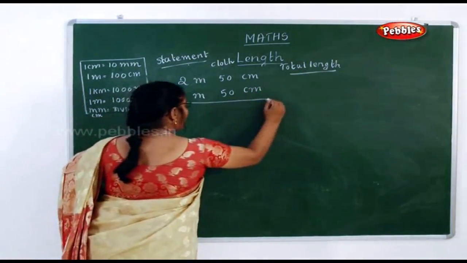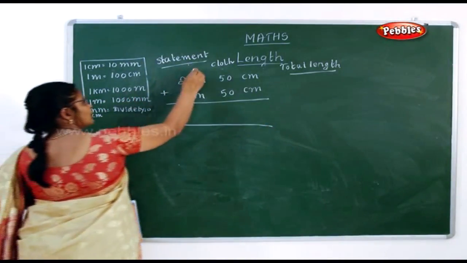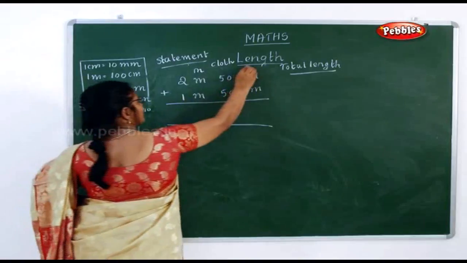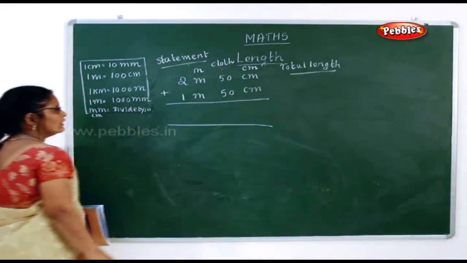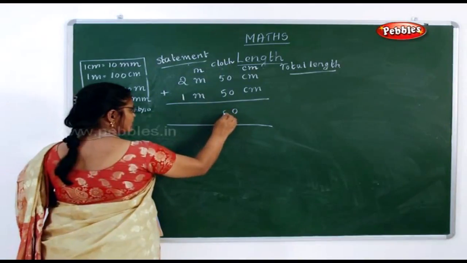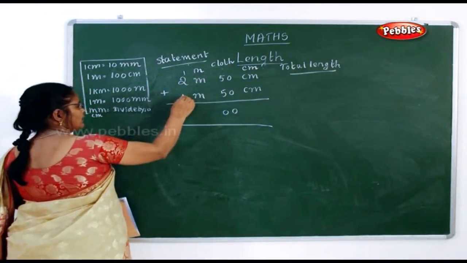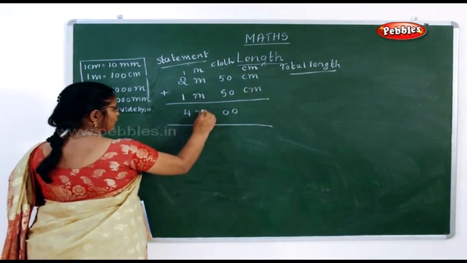Very good. You have to add it. Now how will you add it? Immediately put it like this. Now here what do you have to do? Meter here, centimeter here. Very good. Now what will you write here? 0 plus 0 is 0. 5 plus 5 is 10, so here you have to put 1. 2 plus 1 is 3. 3 plus 1 is 4. So what do you have to write as the answer?